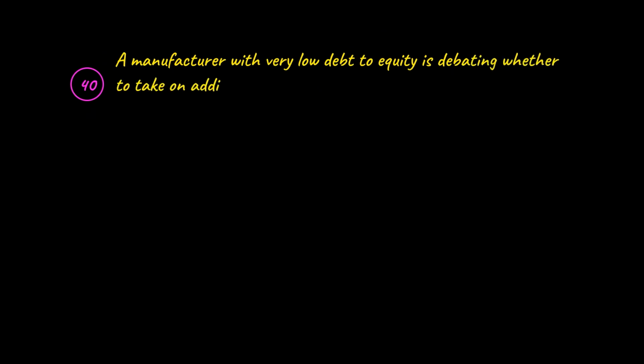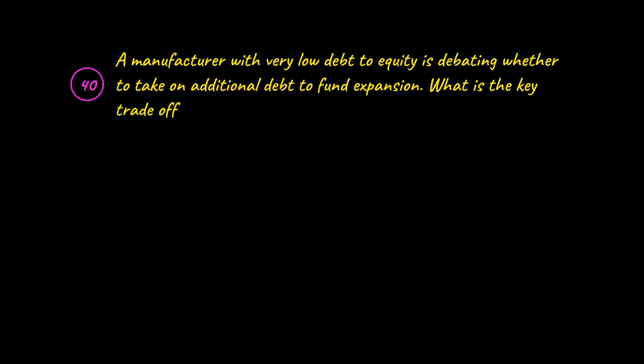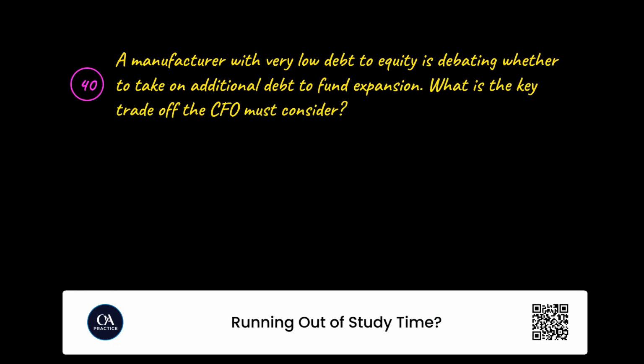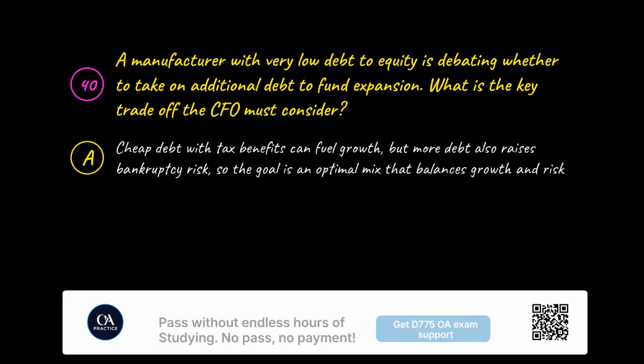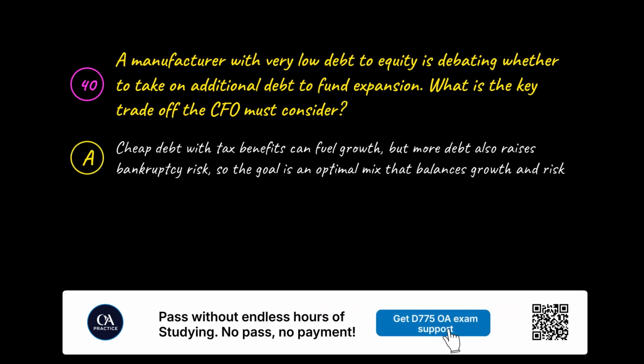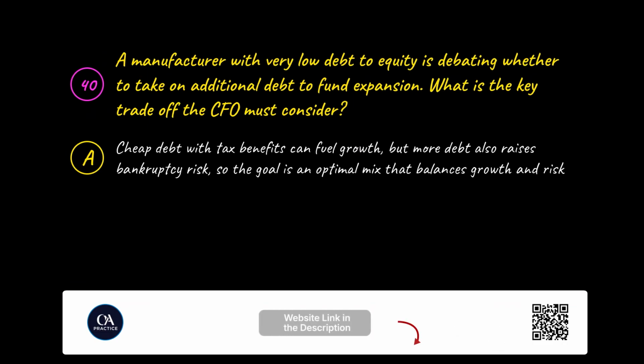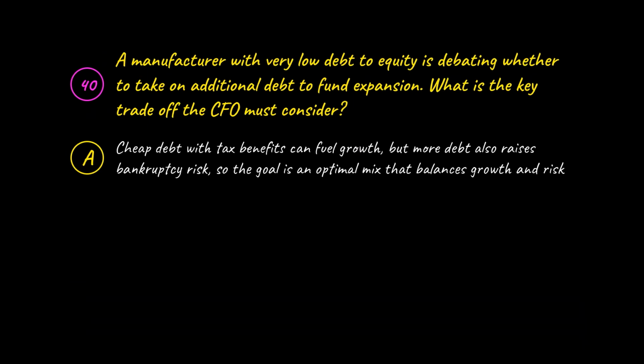Question 40. A manufacturer with very low debt to equity is debating whether to take on additional debt to fund expansion. What is the key trade-off the CFO must consider? Your options are: A. Cheap debt with tax benefits can fuel growth, but more debt also raises bankruptcy risk. So the goal is an optimal mix that balances growth and risk.